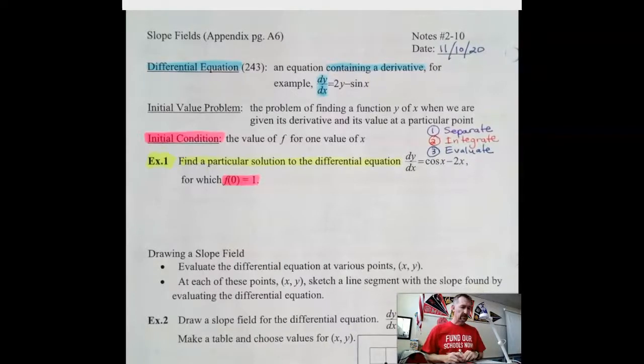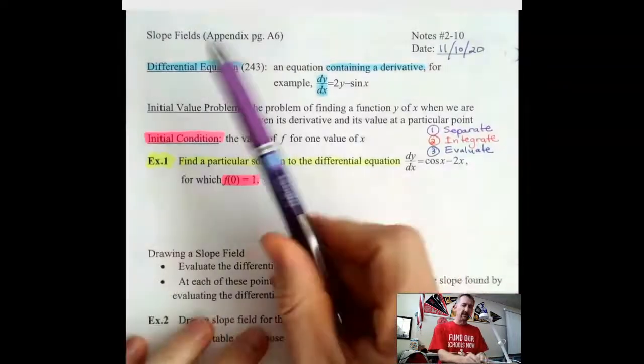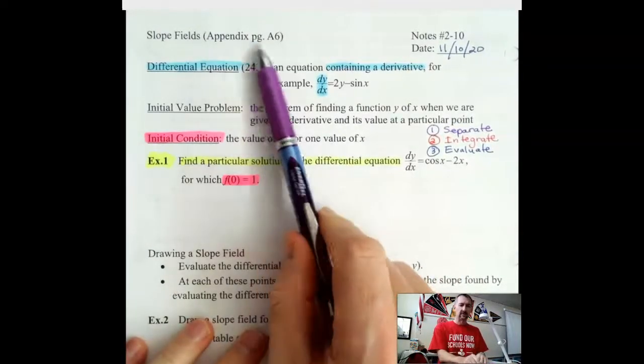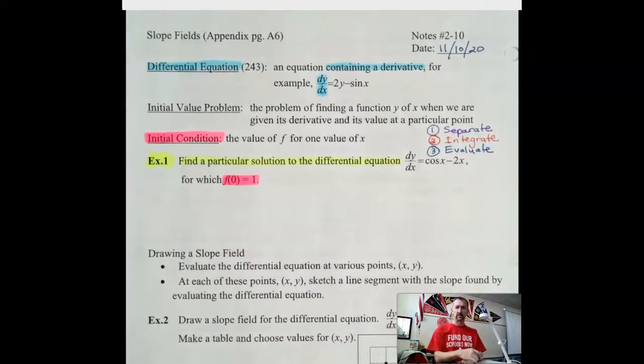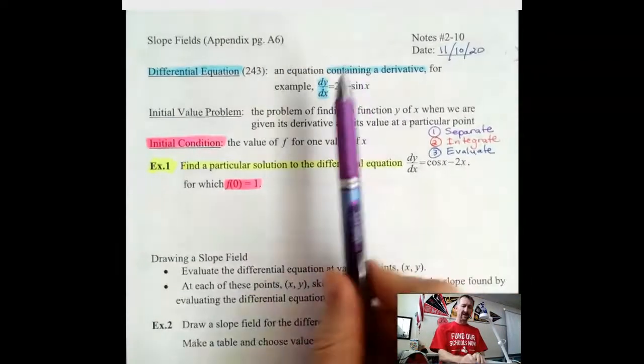Alright, so we're going to take a look at slope fields. It's not covered in our book very well. It's mentioned in the appendix, page A6 in the back of the book. But we'll cover what we need to know here in these notes, and then there's a worksheet to go with this. So a differential equation is an equation that has a derivative in it.